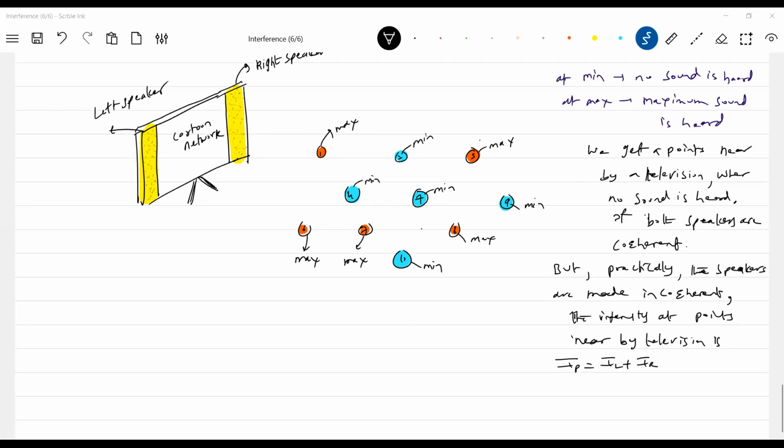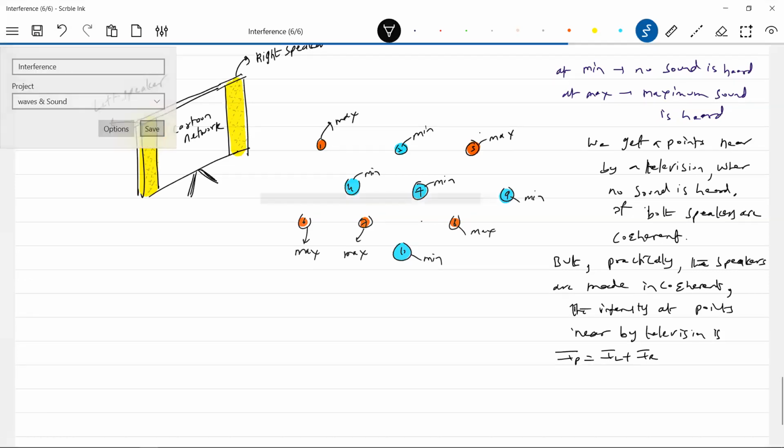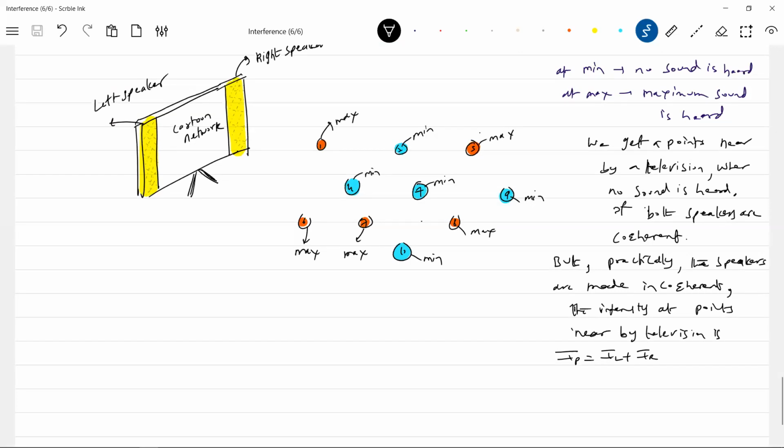Okay, I think this is very important, no? How we design speakers is very important. That's why it is never advised to purchase the left speaker made by one company and the right speaker by another company. By chance they become coherent, you are going to face this phenomenon. Just imagine, nearby the television there are some 10 points where if you stand, you'll never hear any sound. This person will say I'm listening to the song very loudly and very nicely, and if you stand here, you hardly hear anything, because the intensity is zero. And luckily here it is I naught. So there's a problem. For that purpose, the speakers must be incoherent.